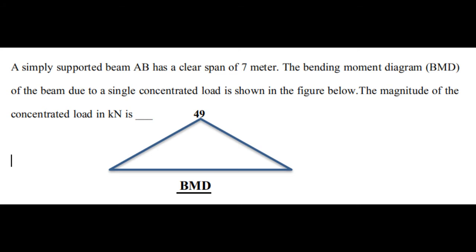A simply supported beam AB has a clear span of 7 meter. The bending moment diagram BMD of the beam due to a single concentrated load is shown in the figure below. The magnitude of the concentrated load in kilonewton is.